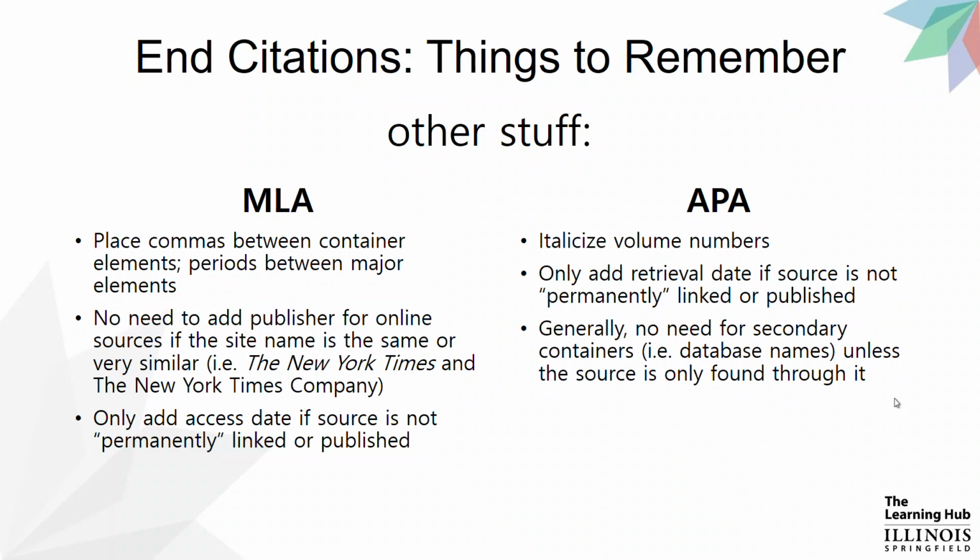And then generally you don't have a need to include secondary containers like database names like you do in MLA unless the source is only found through that database. There are some databases that are sort of closed. ERIC, E-R-I-C, is an education database and it includes a lot of proprietary articles that you can't find in other places. So if that's the case, then it is good to list it in an APA citation, but otherwise if it can be found in multiple places, then you don't need to indicate which database you used to locate it.